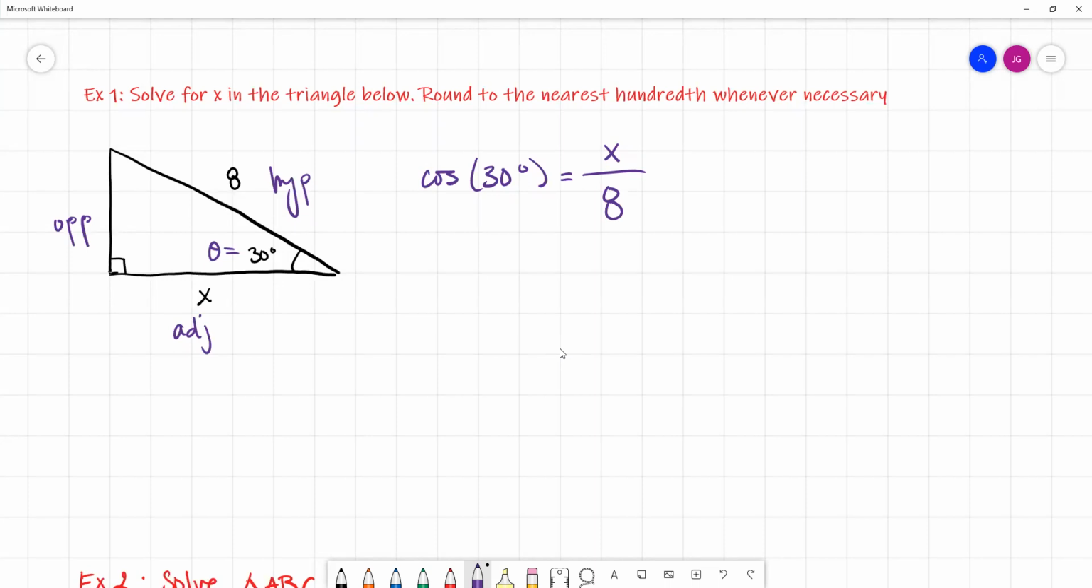Here, to solve for x, I'm going to multiply both sides by 8. So x is equal to 8 cosine of 30 degrees, or I should say 8 times the cosine of 30 degrees. You can plug this into your calculator.